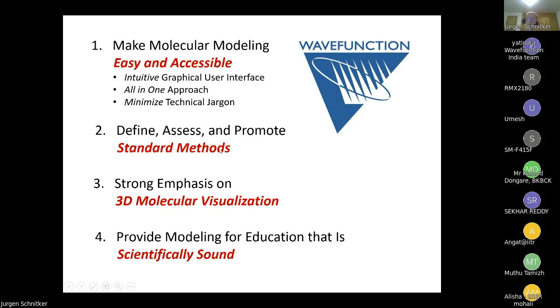Very, very important for really popularizing molecular modeling methods. If everyone uses something different, this is not going to help with clarifying things and with moving the field forward. We have to push standard methods. Third, molecular visualization is a pretty obvious point, and the fourth one, which I will allude to in the very last minute of the webinar: we are on a big mission to provide modeling for education, for teachers and students, that is scientifically sound. There are a lot of electronic tools around which are not scientifically sound, so we really believe that we are setting ourselves apart in that way.